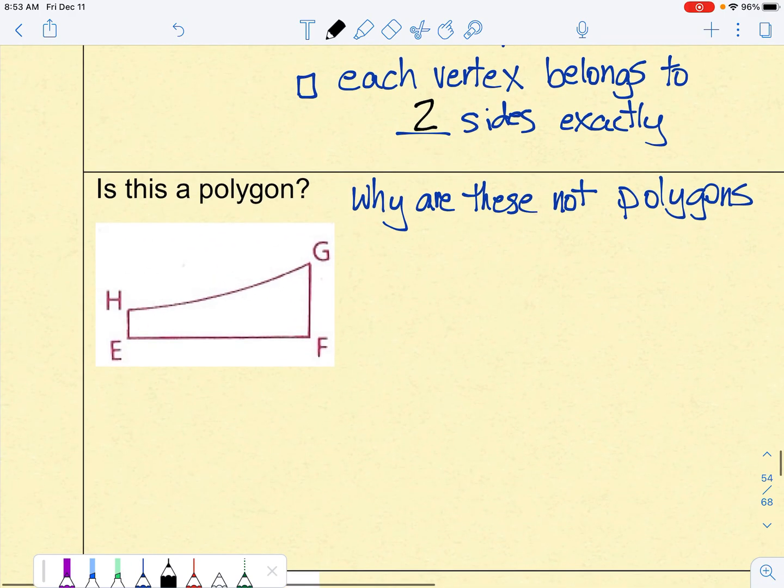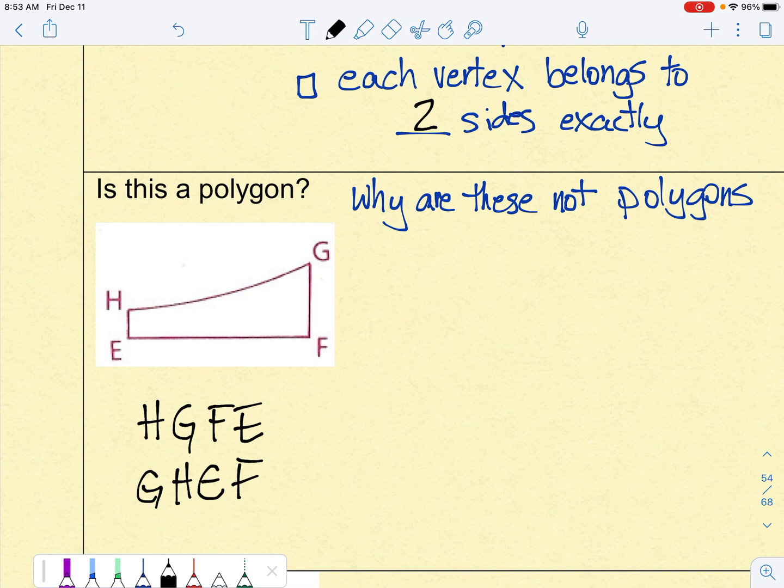So, here we have a polygon. Or is it? Actually, it's not. But if it were a polygon, you could name this HGFE. Again, or you could start with G and go HEF. A lot of different starting places, 4 different spots, 2 different directions. So there's 8 ways to name that. But unfortunately, this is not a polygon. And hopefully you can see that this is concave. Yes? It goes in there.